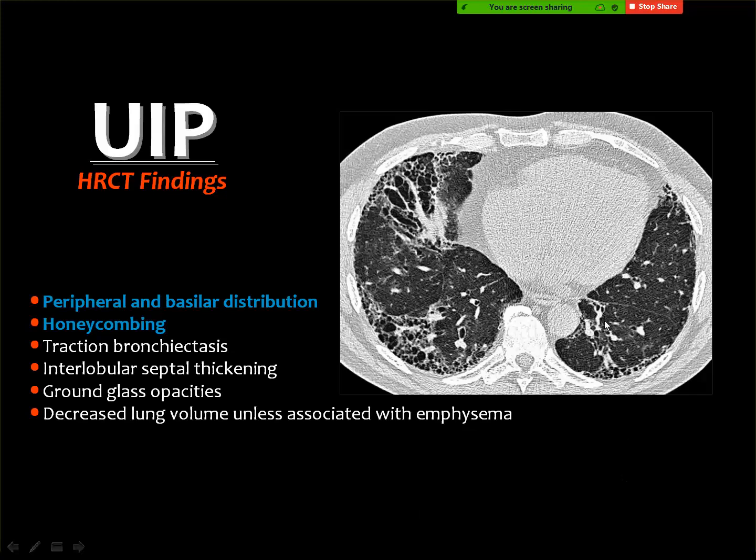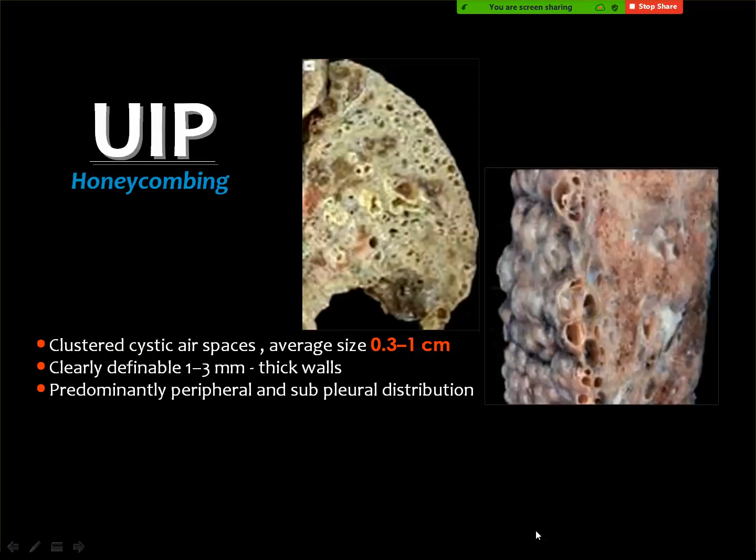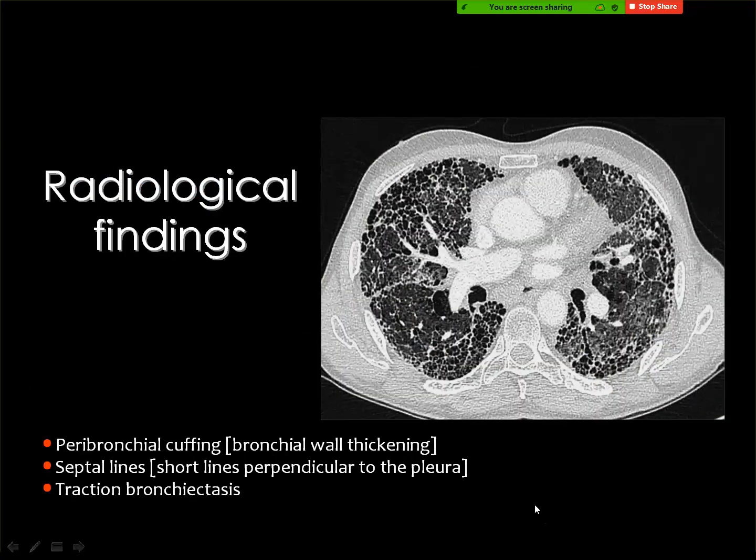The main diagnostic features are two: the presence of traction bronchiectasis and the presence of honeycombing, together with all the findings seen in diffuse lung disease like ground glass opacities, interstitial septal thickening, and emphysematous pulmonary changes. Honeycombing means that you got clusters of cystic lesions ranging in size between 0.3 to 1 centimeter on the periphery of the lung. They have thick walls and are usually subpleural in location.